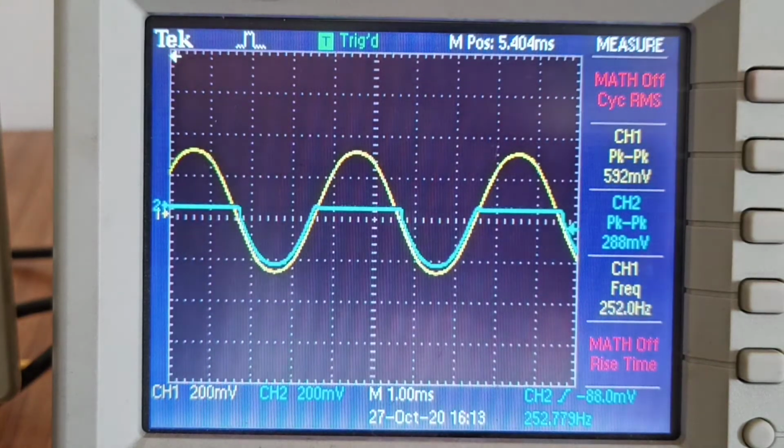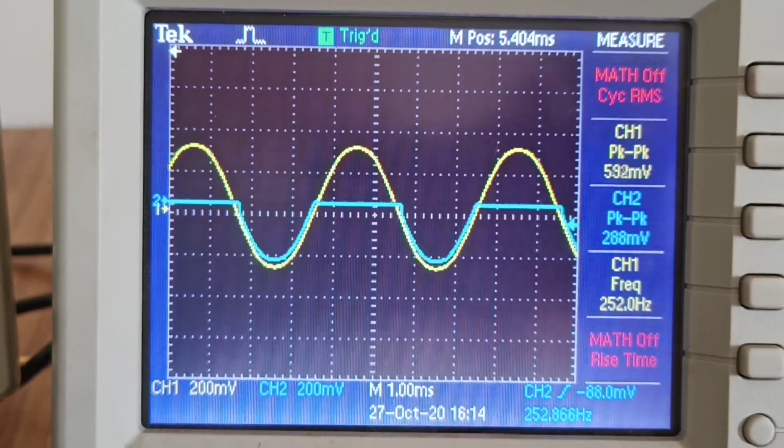So it is rectifying the signal which is lesser than 0.7 volt. So this was all about your half wave rectification.